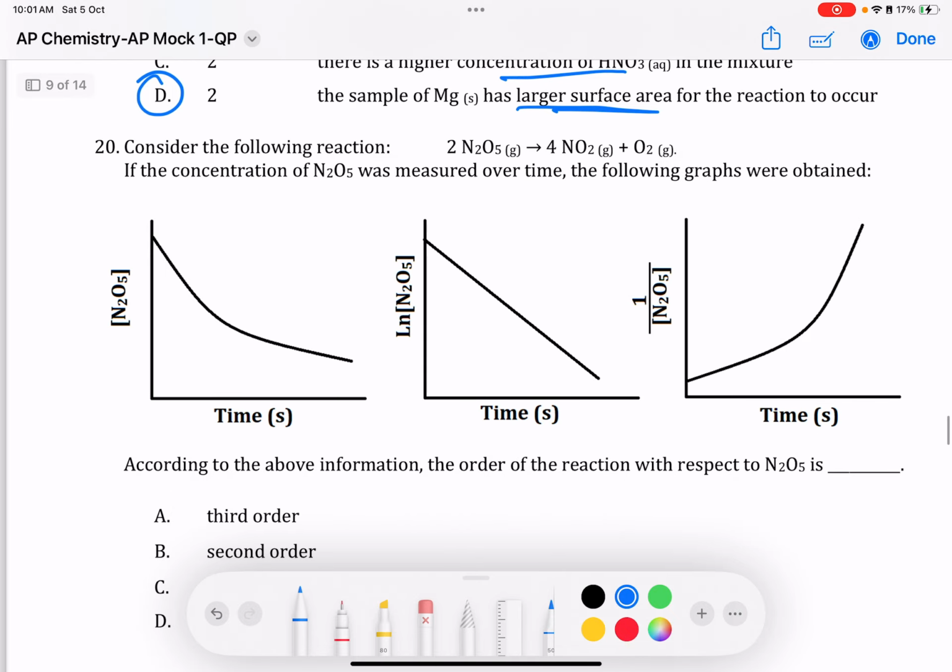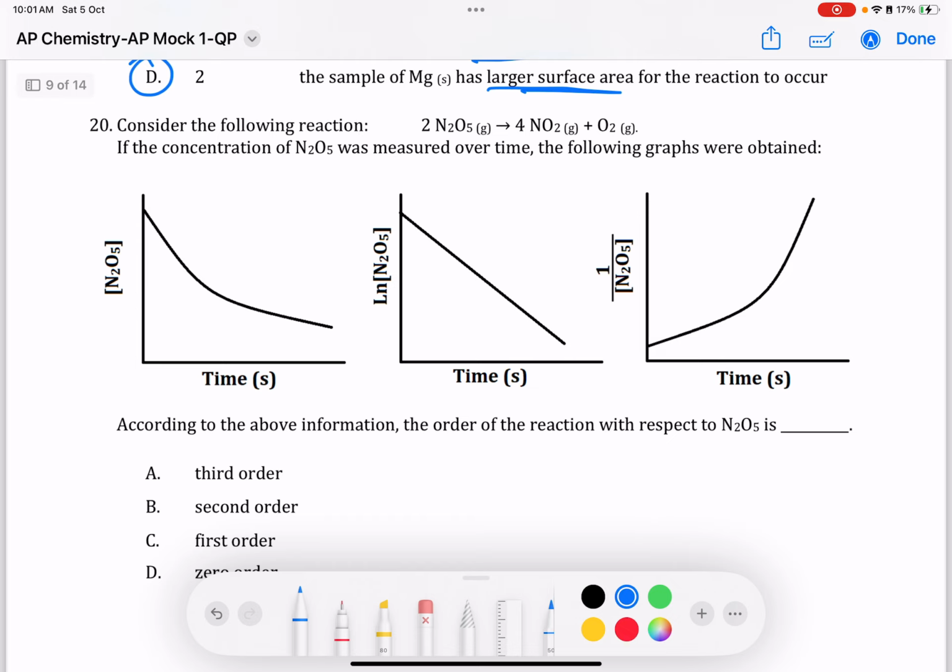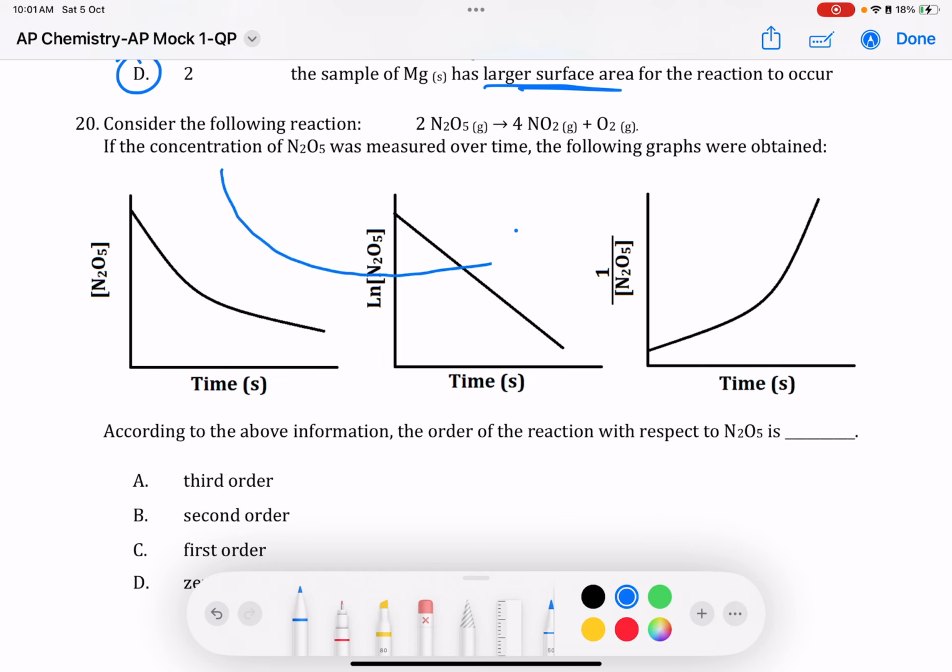Next question. Consider the following reaction: N2O5, dinitrogen pentoxide, decomposing into nitrogen dioxide and oxygen. If the concentration of N2O5 was measured over time, the following graphs were obtained. So when we look at the rate of consumption of N2O5 throughout the time, or the progress of the reaction, it always starts fast and slows down. The rate is not linear, and it doesn't increase over, wait, this is 1 over.